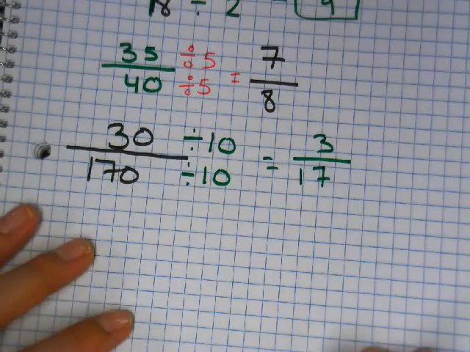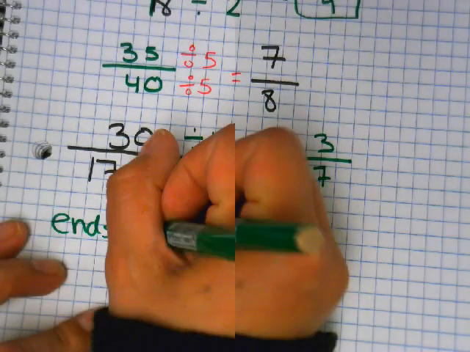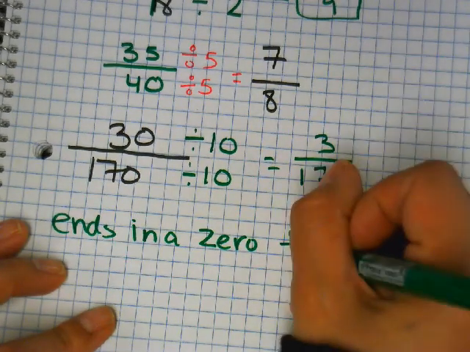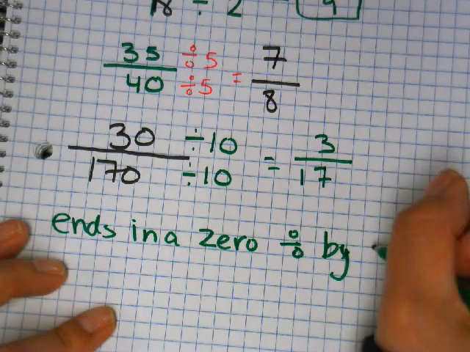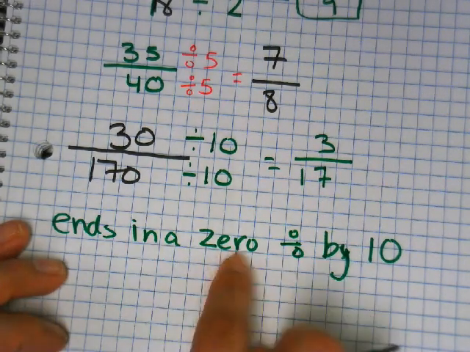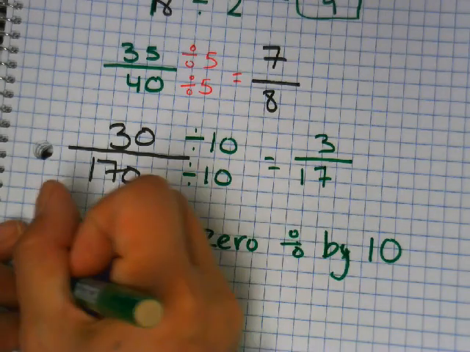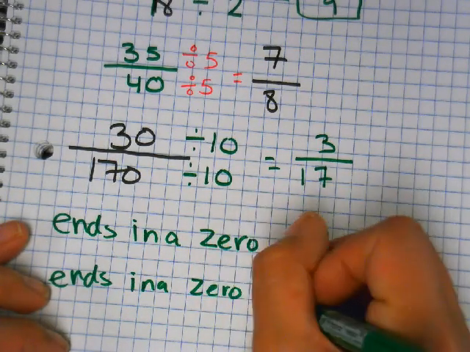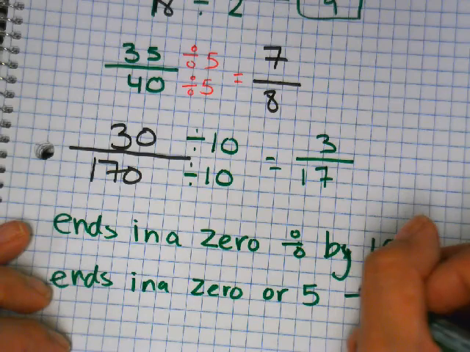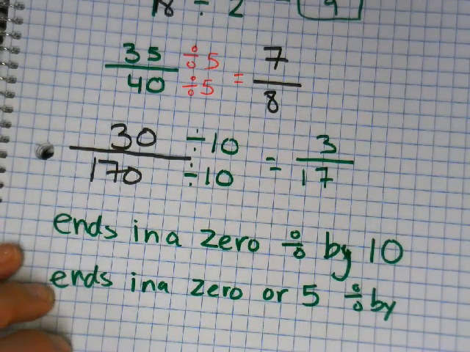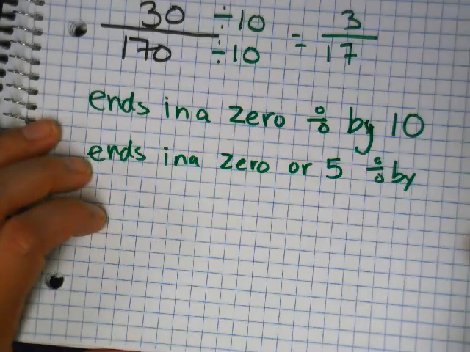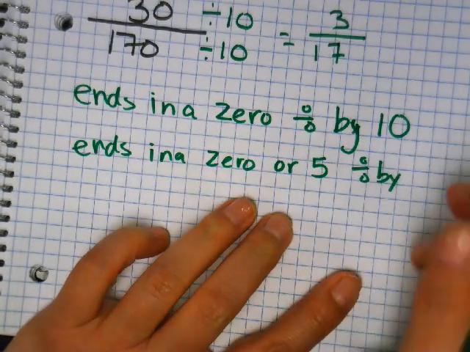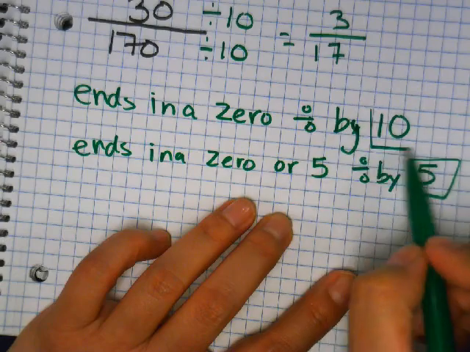Okay, so let's write that down. If it ends in a 0, you can divide by what? 10. If it ends in a 0, you can divide by 10. What if they both end in a 0 or a 5? What can you divide by? 5. Yes. If they end in a 0 or a 5, you can divide by 5. If it ends in zeros, you can divide by 10.